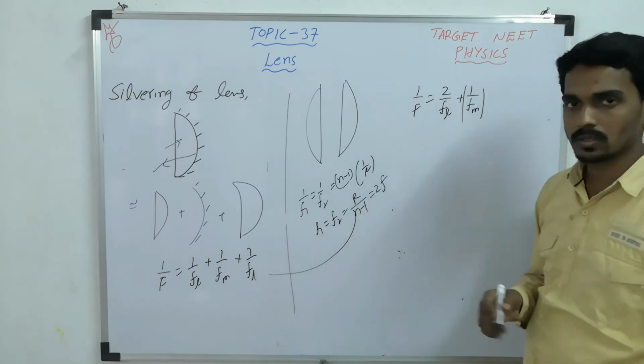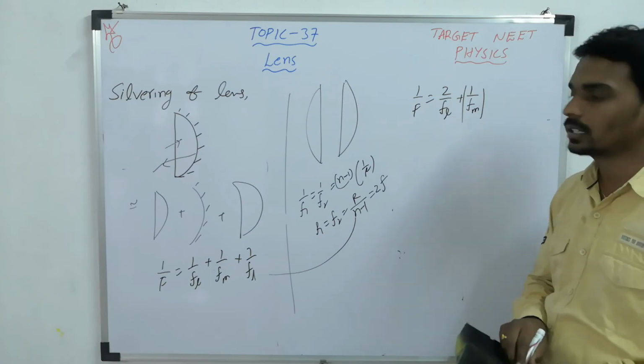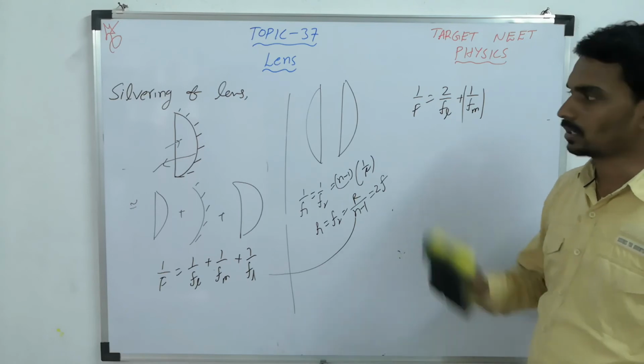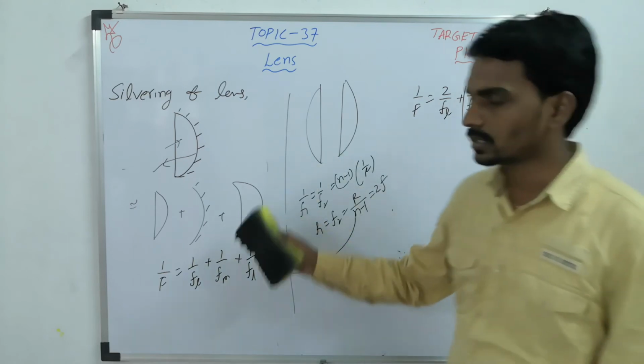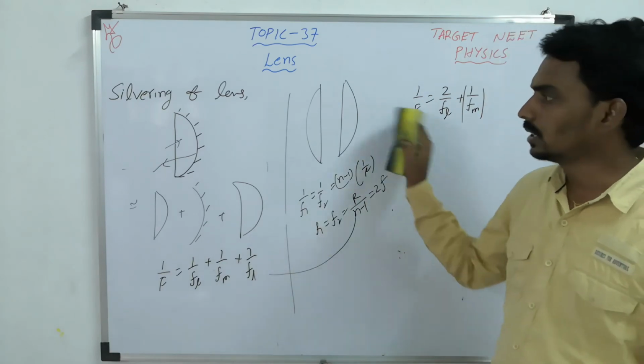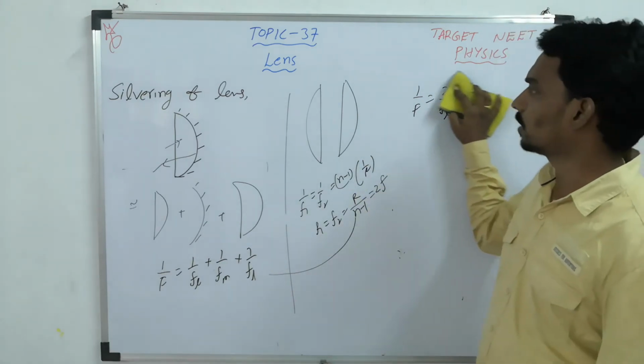But here you just take the magnitude only, don't take negative, only the magnitude of the focal length of the mirror. So this is how you will find the resultant focal length, then you will apply the formula. So this is one more type of question.